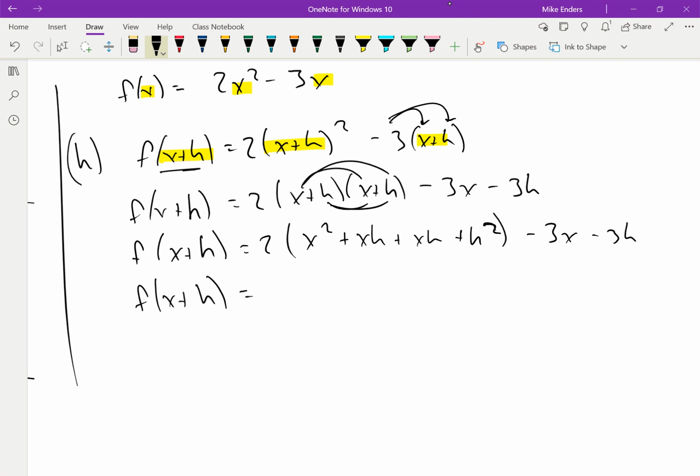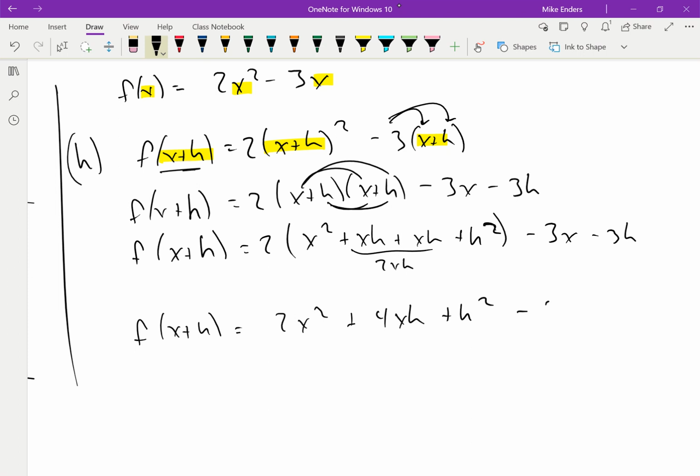So as I prepare to distribute, I notice I have these 2 xh terms, so that's just going to be 2xh. So I'm going to distribute now. Give myself a little more space here. Distribute this 2. So I got 2x squareds. I got 2 sets of 2xh's, so that's going to be 4xh's. Then plus an h squared minus 3x and minus 3h.